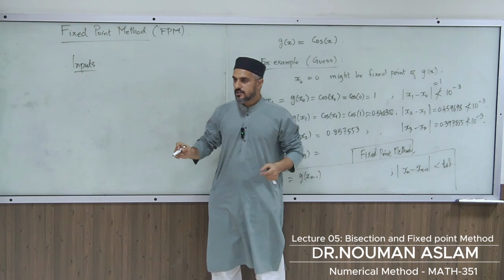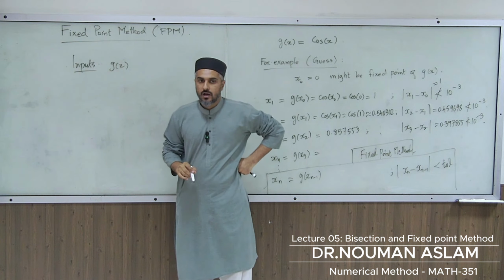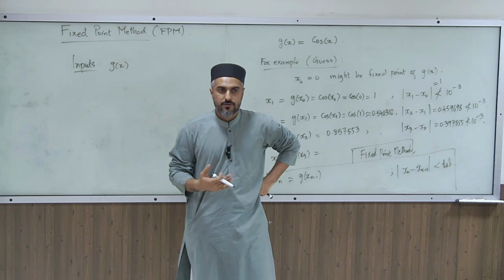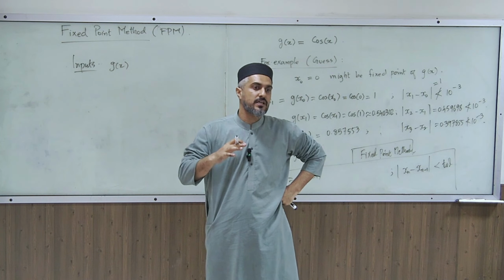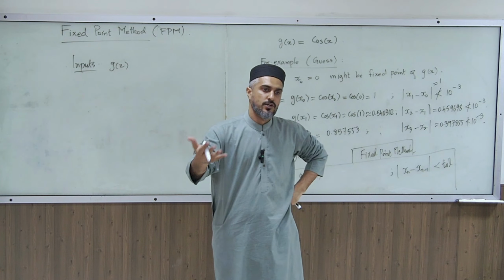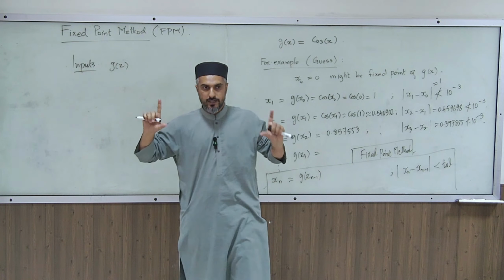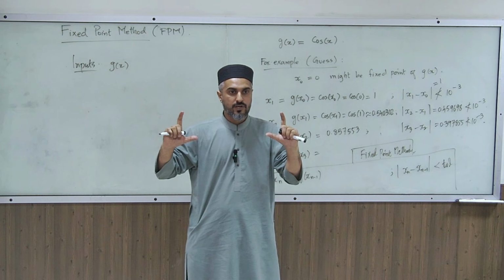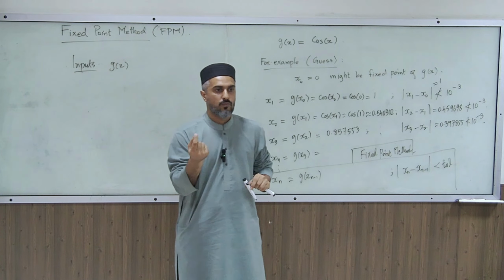So I need a choice of g of x, and what else is an input? x naught. A good word for x naught is initial guess. So I need an initial guess. It does not require an interval. The bisection method requires an interval; this does not. It requires one point, one real number.